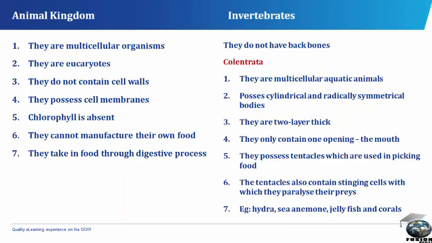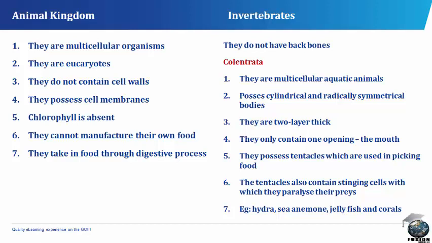The animal kingdom. They are multicellular organisms. They are eukaryotes. They do not contain cell walls. They possess cell membranes. Chlorophyll is absent. They cannot manufacture their own food. They take in food through the digestive process. For invertebrates, they do not have backbones.